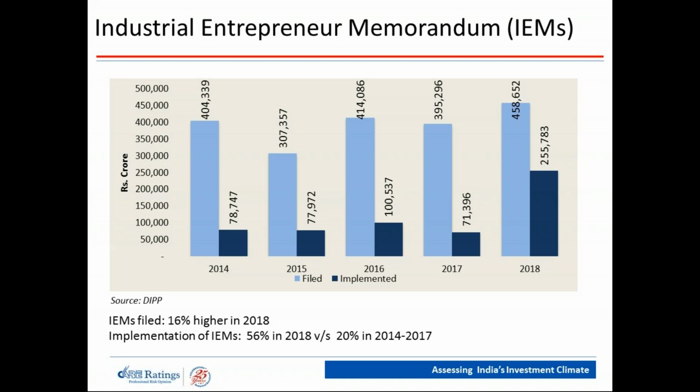IEMs implemented in 2018 at rupees 2.5 lakh crores were the highest in the last 3 years. 56% of the IEMs were implemented in 2018 versus 20% during 2014 to 17.